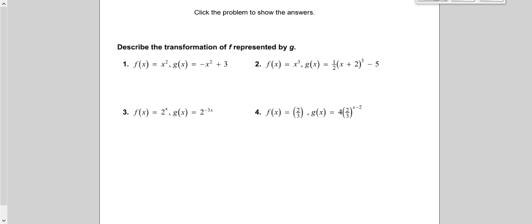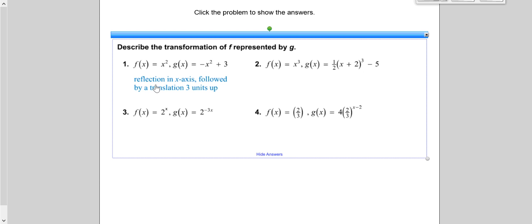Describe the transformations of f represented by g. All right, take a look. This is just an x squared graph like we've done before, a quadratic parent function. If we multiply it by a negative, what does that do? If we add 3 on the end, what does that do? The negative gives us a reflection in the x-axis. The plus 3 is a translation 3 units up. Did you get it right? I hope so. Okay, try the next one.